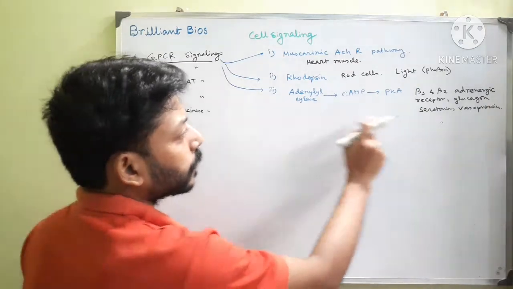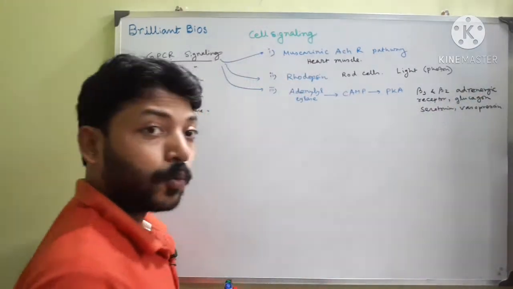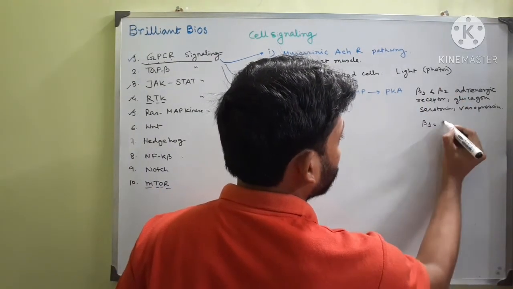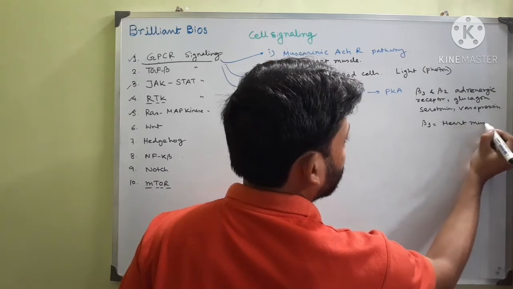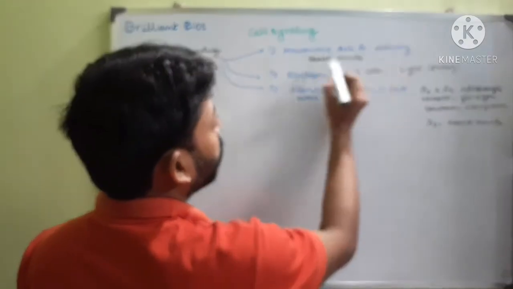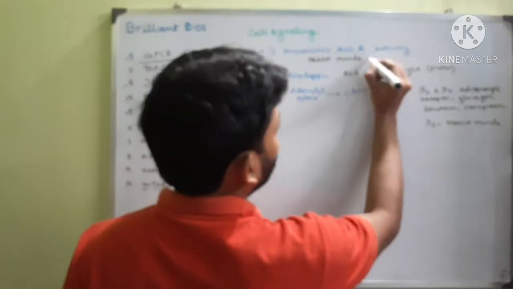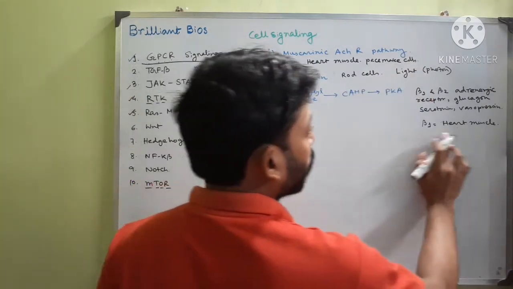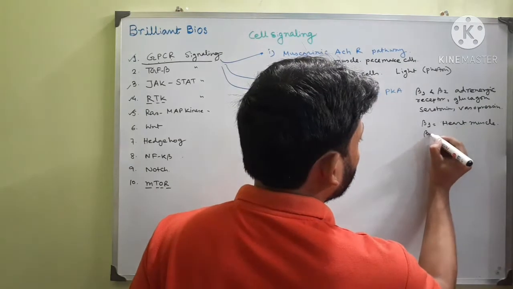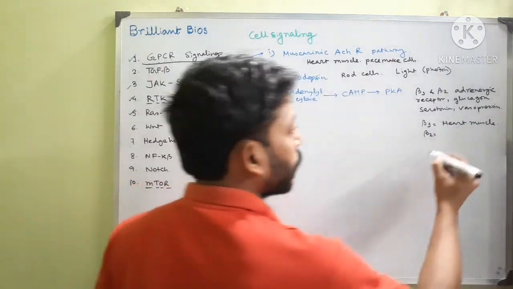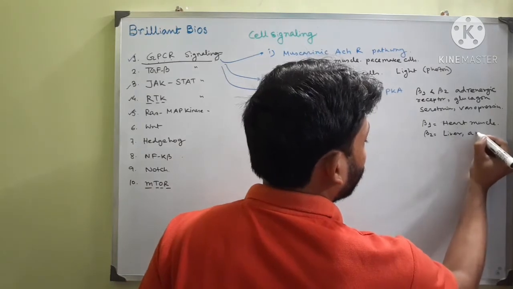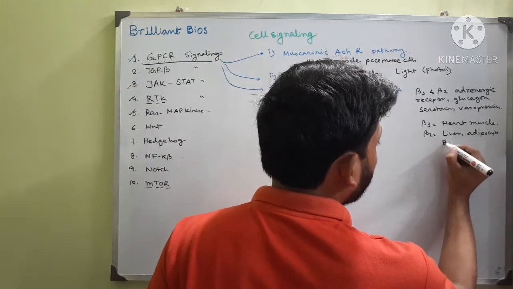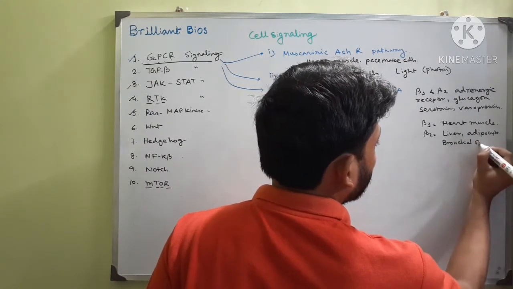Like in case of the beta 2 and beta 1 adrenergic receptors, where are these receptors present? Beta 1 is present in heart muscles. You can see here the muscarinic acetylcholine receptor is also present in heart muscles, but here it is called pacemaker cell. Different locations. Here beta 1 is in heart muscles. Now beta 2 is present in different locations, like it could be present in the liver cell, adipocyte, means fat cells, or it can be present in the bronchial smooth muscle.